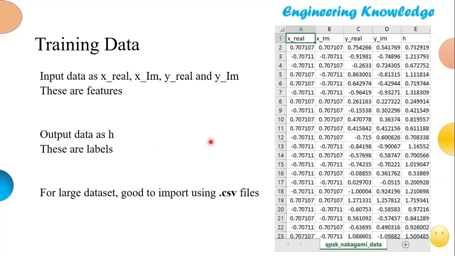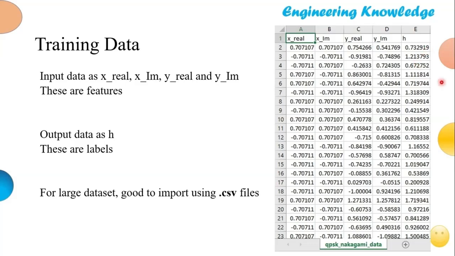The training data set here is basically like this. We'll have x real, x imaginary, y real, y imaginary, and you can understand that x real and x imaginary are basically plus or minus 1 upon root 2, plus or minus j times 1 upon root 2, with 4 combinations of each. So therefore this is going to be like this. These are the QPSK symbols.